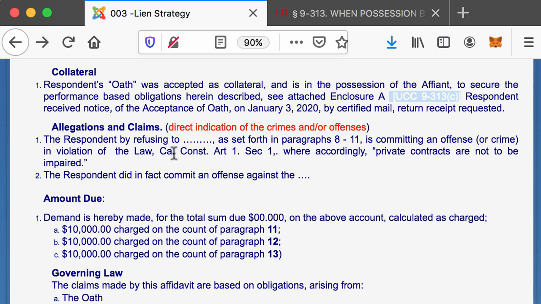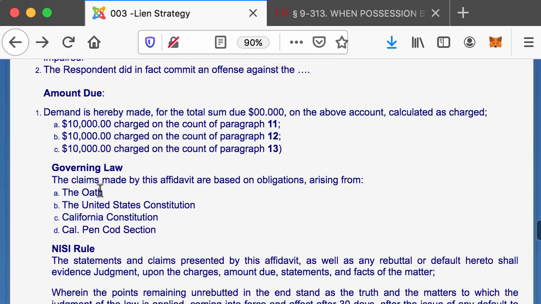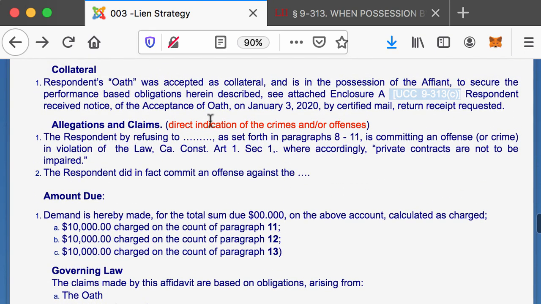In each allegation, you should cite that specific constitutional violation or that specific penal code or whatever law you're dealing with. And then down here in amount due, demand is hereby made for the total sum due of whatever amount on the above account, calculated as charged. $10,000 charged on the account of paragraph 11. $10,000 charged on the account of paragraph 12. If you look at what I was trying to do here, you can't see it, but imagine this was paragraph 11 and this was paragraph 12. So paragraph 11 is an allegation.